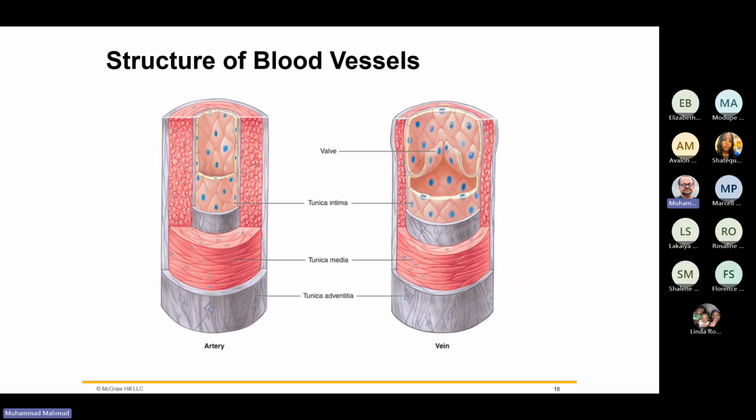Now, the structural difference between these two: you will see that the layers in the wall of the arteries are thick, especially the middle layer is very thick, because the artery has to carry blood under pressure, whereas in the vein, the wall is very thin. So the first difference between artery and vein is that the wall is thicker in arteries, thinner in veins. Second, arteries don't have any valves, but the veins do. Veins have those valves, maintaining the one-way direction of blood flow.